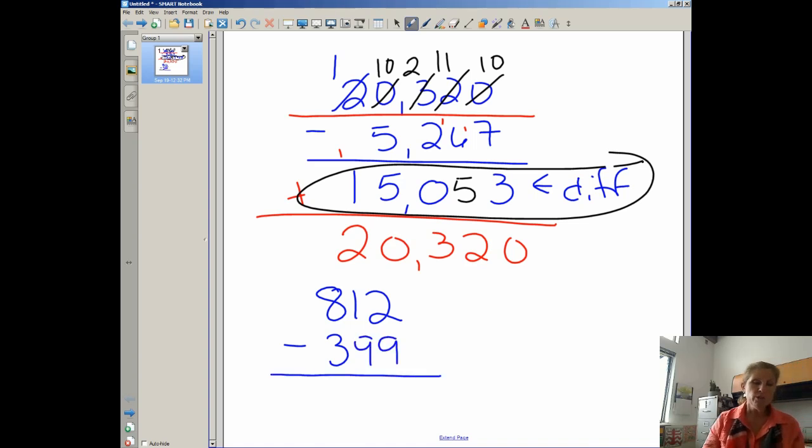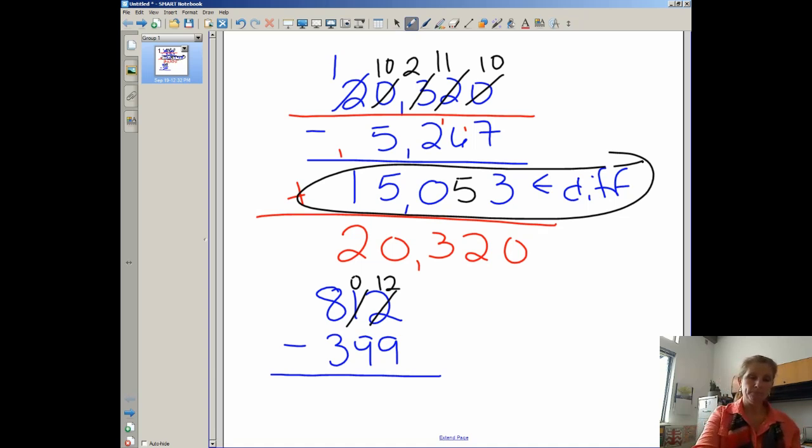$399. What you should do is do this problem without my help, making sure you can do it, and then come back and see if you did it correctly. Hopefully you pause this and then you come back. So I'm going to have to borrow. I don't have enough to take 9 away from 2, so I have to borrow. I'm going to borrow from this. Now I have 0 of those left because I'm giving them all to the ones place.